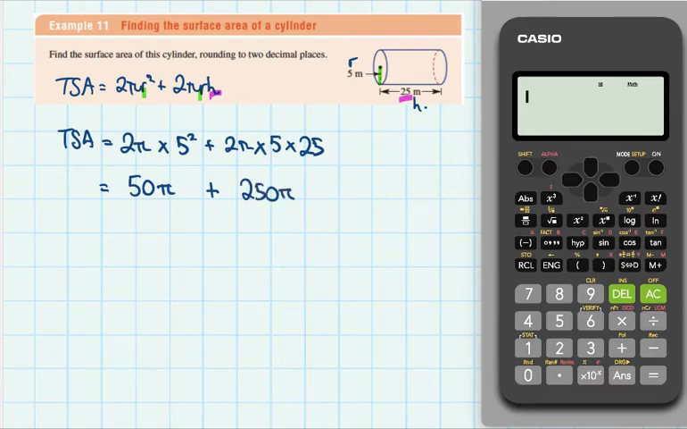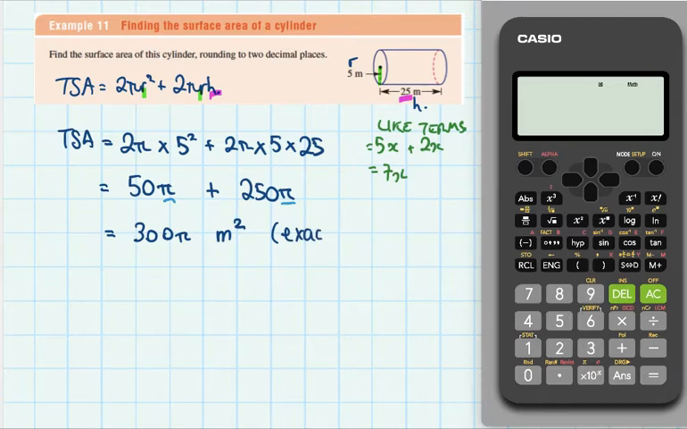Now think of algebra. If I had 5x plus 2x, that's equal to 7x, right? So this is called like terms, and we can add like terms together in algebra. Same thing here, if we have 50 pi's plus another 250 pi's, it stands to reason that in total, we have 300 pi. We put in our units, it's surface area, so meters squared. And then I'm going to put in brackets, this is our exact value answer.